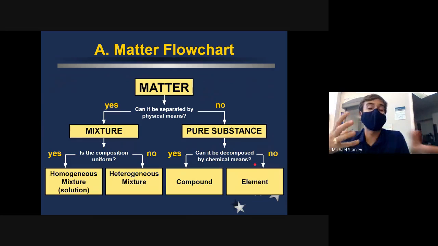So when we're looking at matter, those are the different categories that we can put it into. Is it a mixture that's multiple compounds and elements mixed together? Or is it a pure substance that's just one element or just one compound? And then if it's a mixture, is it all evenly and equally spread out? Or is it not evenly distributed? Are there different clumps, different pockets in different areas? That is our overall view of the different ways that we can categorize matter based on what it is made out of.